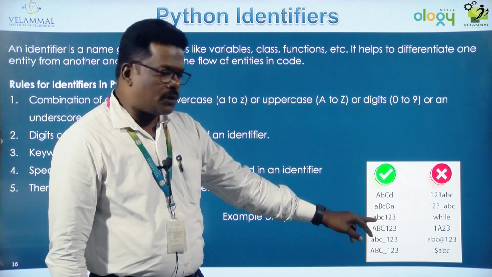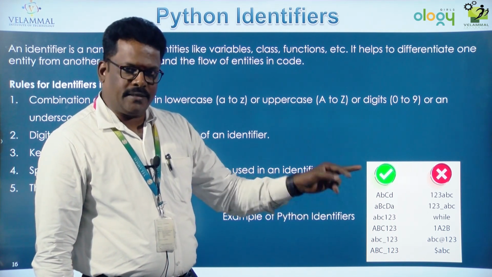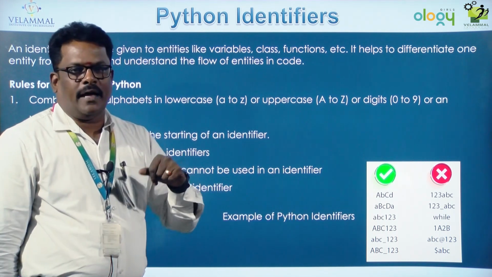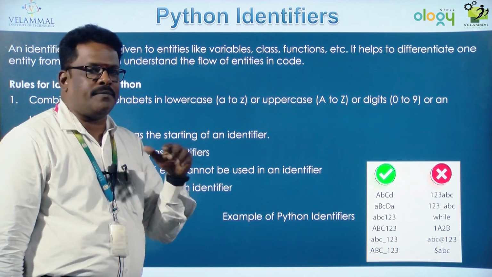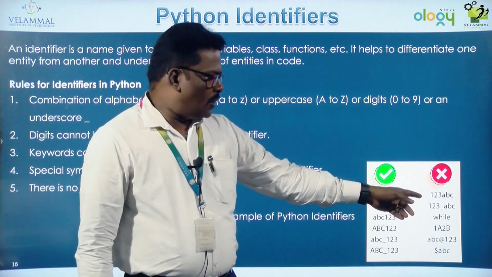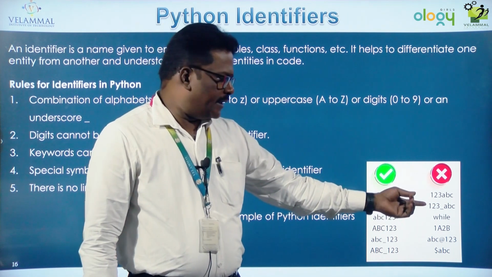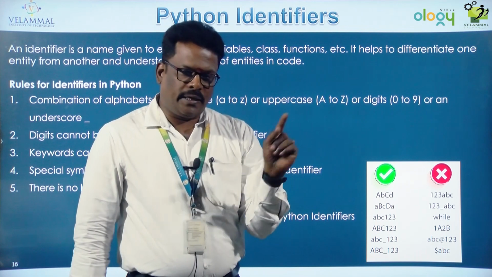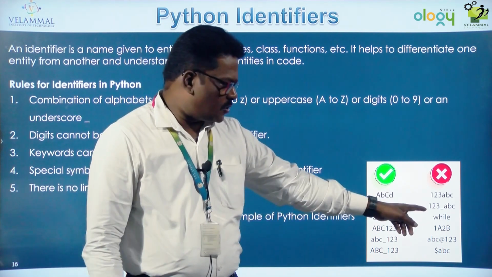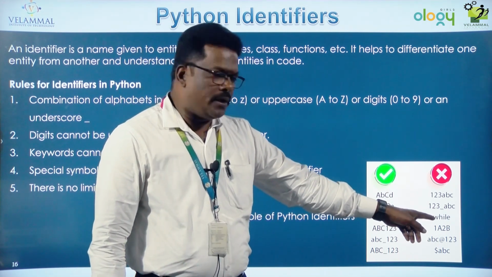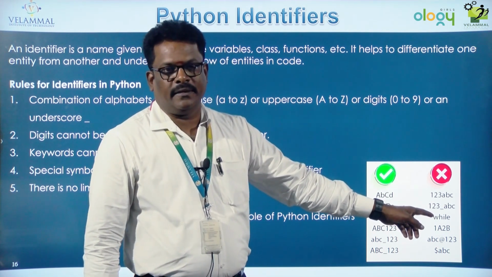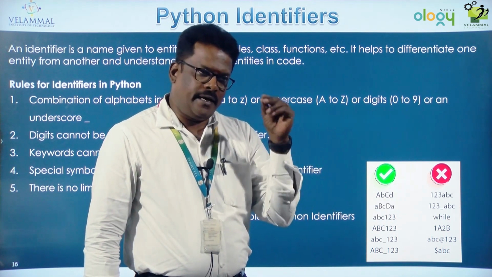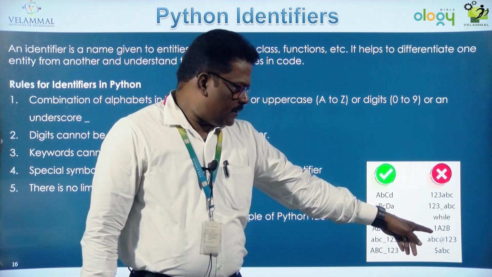Similarly, we can make use of lowercase, uppercase and digits in identifier names. Not permitted: 123ABC, because it has been started with digits. Second one is 123_ABC. It is also started with digits. Third one is while. It is a keyword. We cannot name the keyword as an identifier.